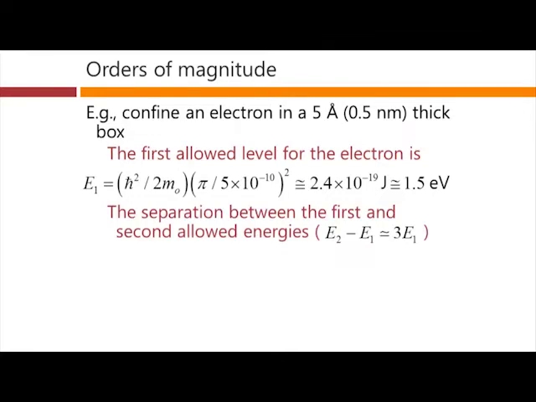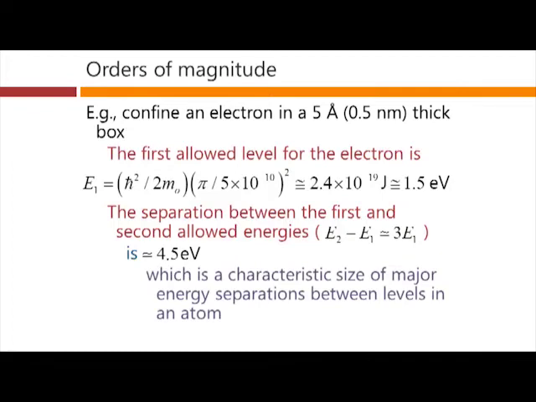And the separation between the first and the second allowed energies, E2 minus E1, would be 3 times E1. Remember, if this is 1 unit, then this one is 4 units of energy. And that would be about 4.5 electron volts, which is indeed a characteristic size of major energy separations between levels in an atom. They're of this rough magnitude here. So our particle in a box problem, although we're not pretending that it's an accurate model of an electron in an atom, does in fact give us the right kind of magnitude of results even in this very simple kind of model.